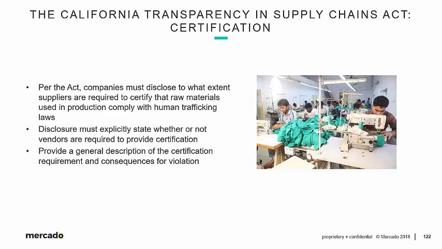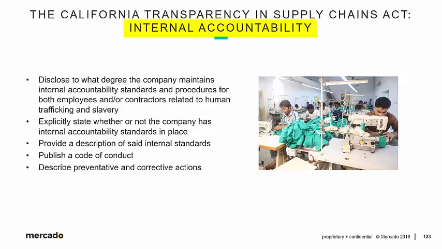Perhaps to the extreme that a U.S. importer will no longer do business with a supplier that is in violation. As we can see, some pretty strong language in the Act. Internal accountability. The fourth point, and that means what is the U.S.